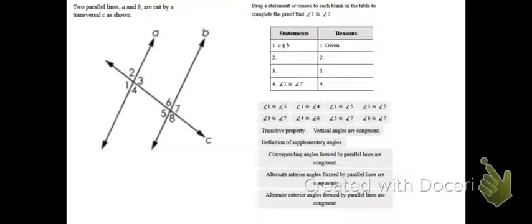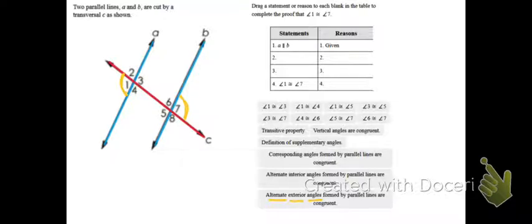Here we're told we have two parallel lines that are cut by a transversal. And we're asked to prove that angle 1 is congruent to angle 7. Now, angle 1 and angle 7 are alternate exterior angles. So alternate means they are on the alternate sides of the red line, the red transversal. And exterior means they're on the outside of the two parallel lines, the blue lines.